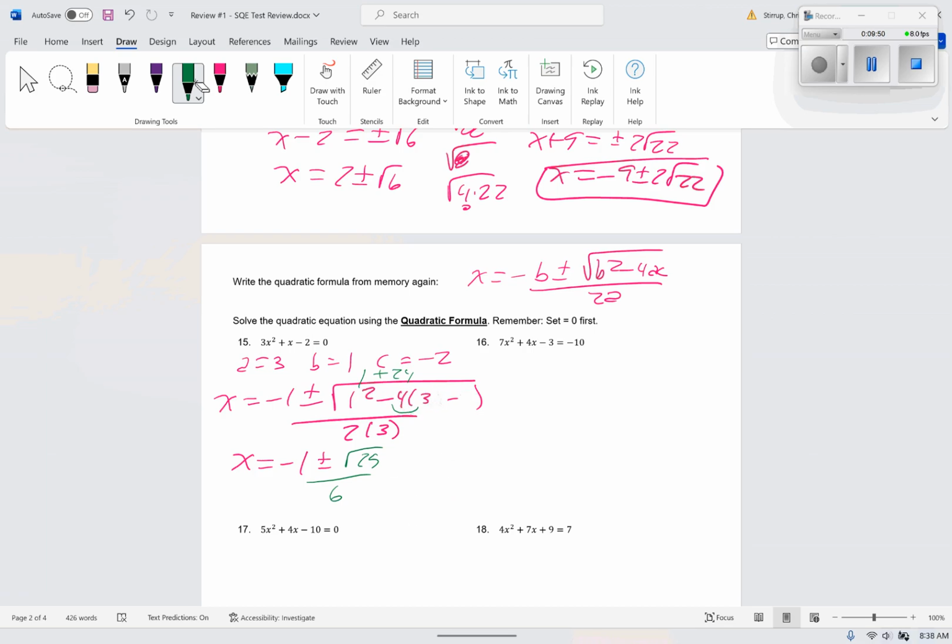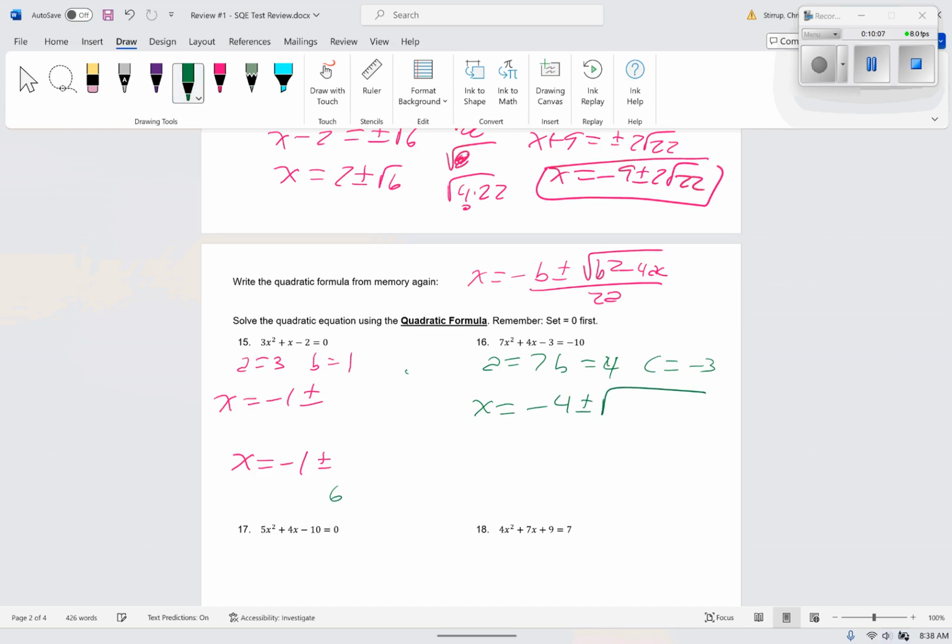That should be enough room. All right, so number 16, my A value is 7, my B value is 4, my C value is -3. So x equals -b plus or minus the square root, b squared minus 4ac, all divided by 2a. So x equals -4 plus or minus, let's see, that's going to give me 16.